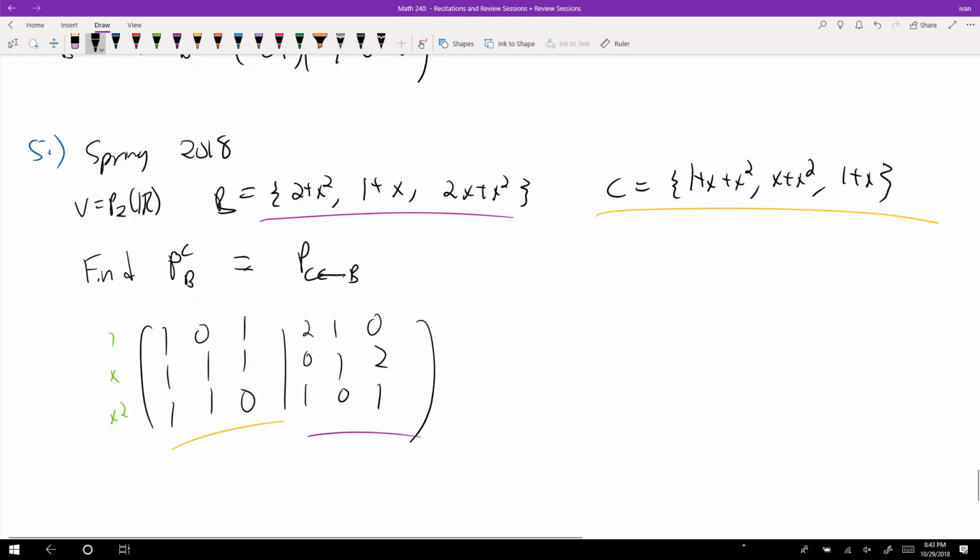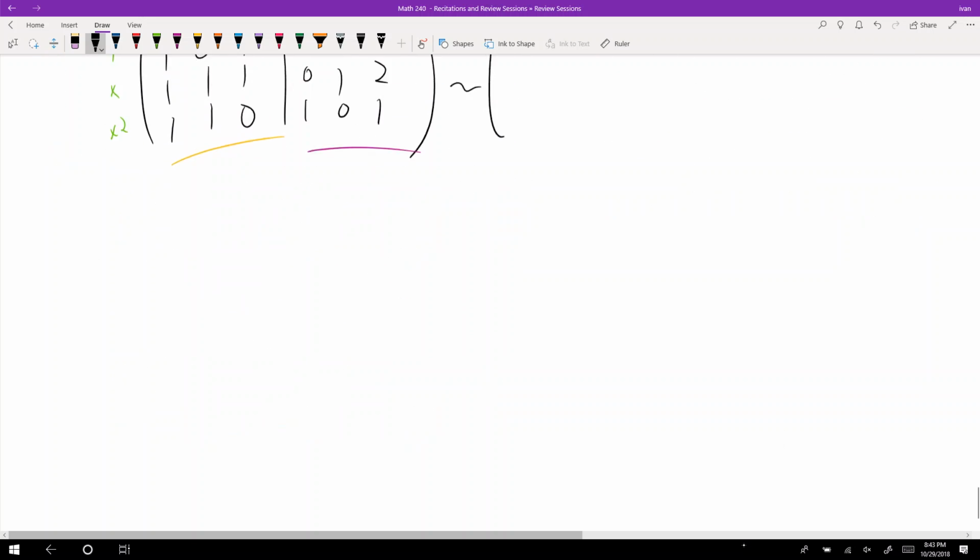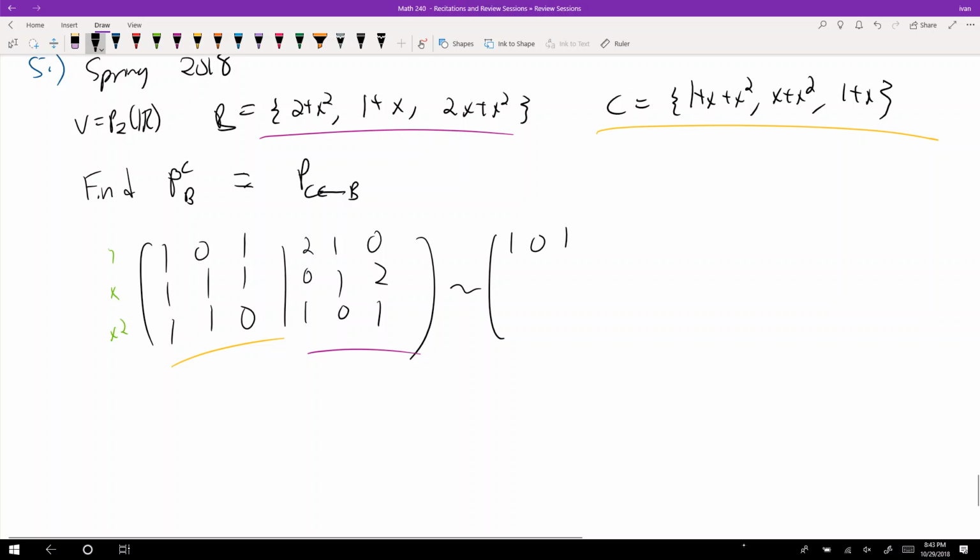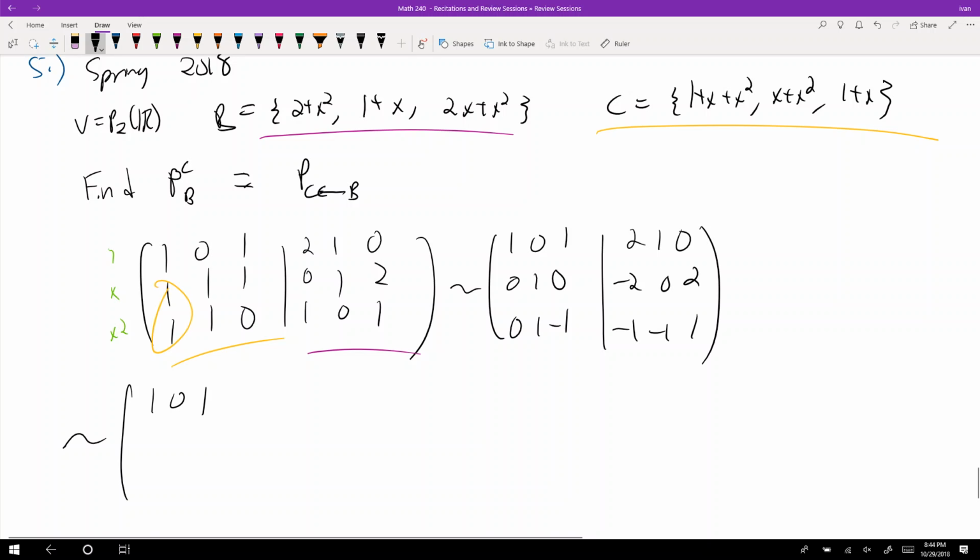What do we want? Identity on the left-hand side. So this is just an exercise in row reducing. I have this written down on my sheet, so there will not be mistakes. The first row stays the same, and we're just going to zero out these entries. Reducing, I got rid of that bottom entry and this one: 2, 1, 0, negative 2, 0, 2, negative 1, negative 1, 1.